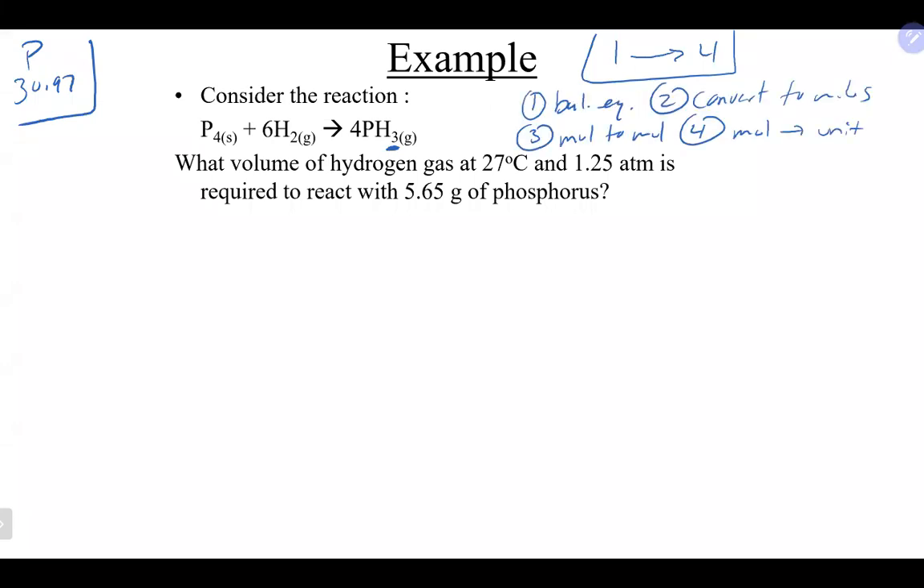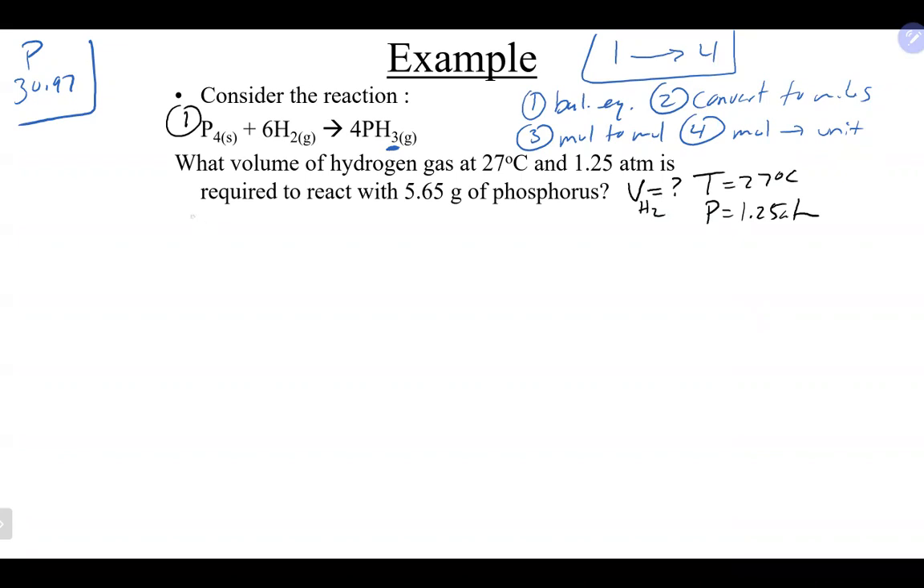Okay, let's see how you're progressing. So again, it is a stoichiometry problem, so our first step is done for us. We do have a balanced equation. We ultimately want to get to hydrogen gas here; we're really looking for a volume of hydrogen gas. We do have a temperature given to us of 27 degrees Celsius. We also have a pressure of 1.25 atmospheres.